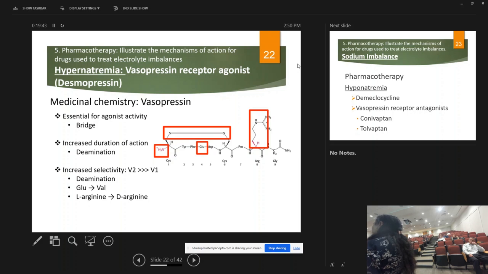And then there is also the amino acid glutamate here. If you convert it to valine, that will also increase the selectivity. And this moiety here, L-arginine, if it's converted to D-arginine, then the drug is more selective for V2 than V1. That's something from med chemistry I just want to point out to you all, so that not only do these molecules do their job, but also how their properties can change if you make some of these changes.